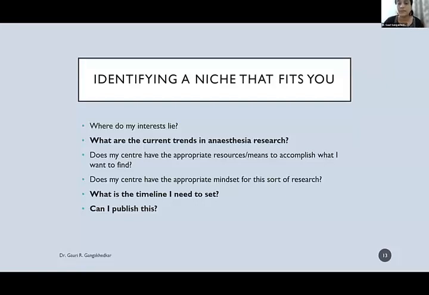Which brings us to the very next point. Does my center have the appropriate mindset for such sort of research? It's not necessary that your center be as academically oriented as you are. Like, I'm very proud to say I have a lot of residents who are really academically oriented, who ask brilliant and wonderful questions, which make you stand back and think. I love having to say, can I think about this and get back to you? I'll have to read a little more. I have a lot of those students.